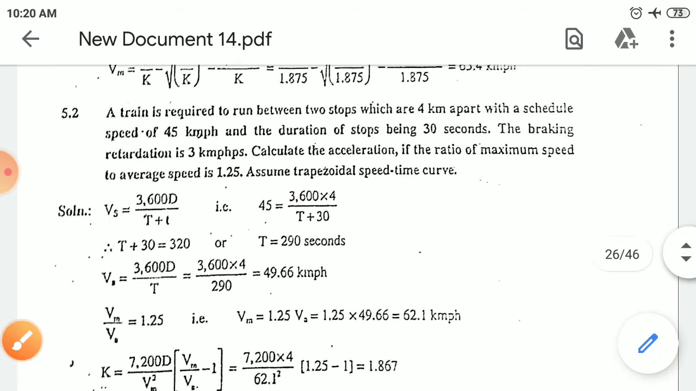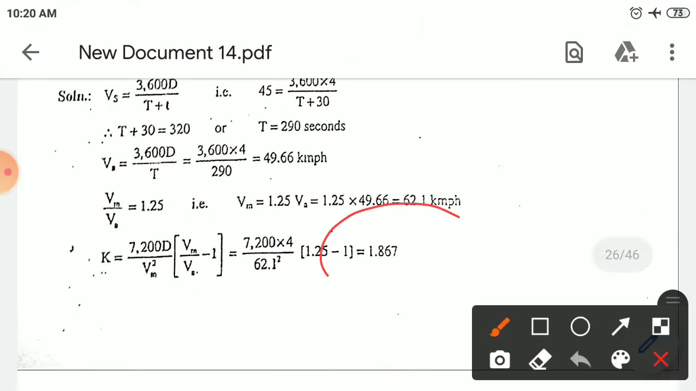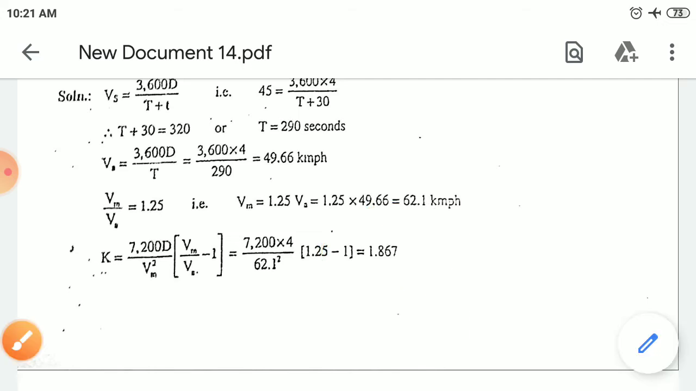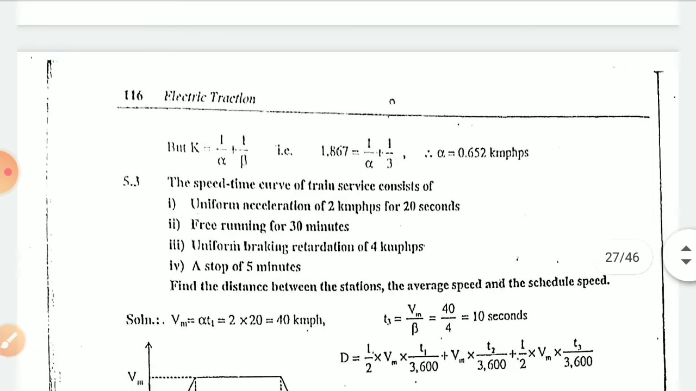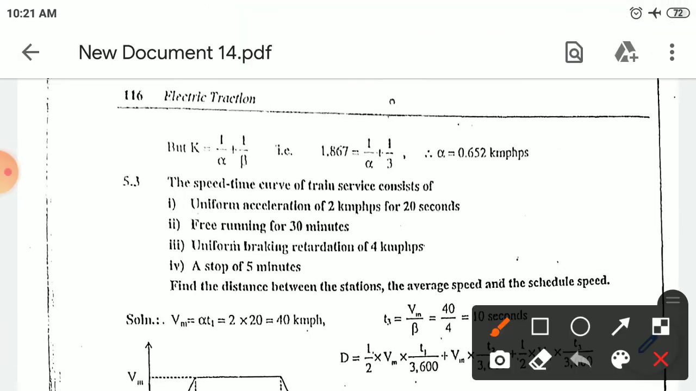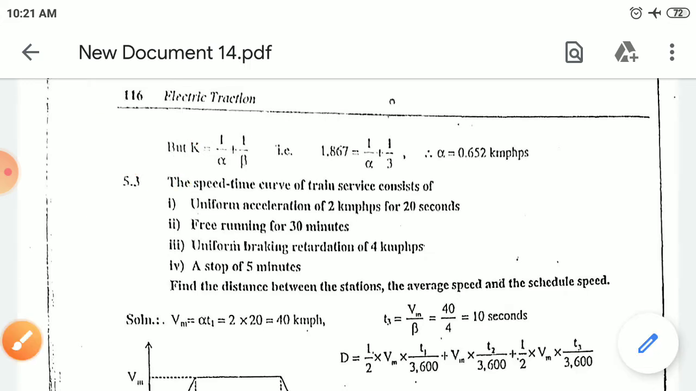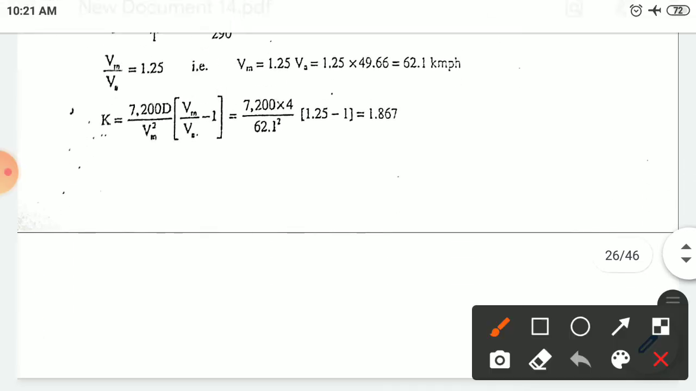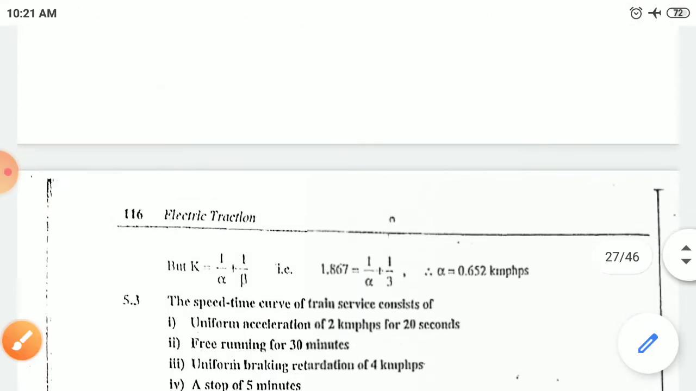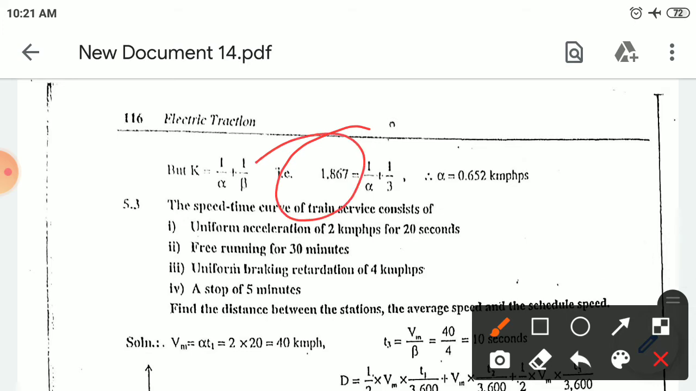How much did you get for X? It is 1.867. Now, alpha or X is equal to K is equal to 1 by alpha plus 1 by beta. So you substitute the K value, which you calculated here, and find out alpha.